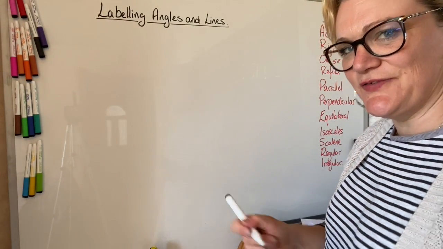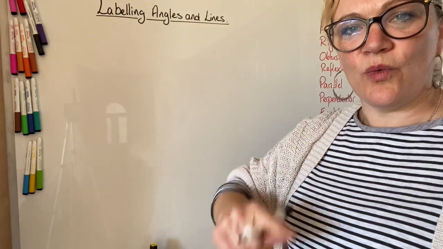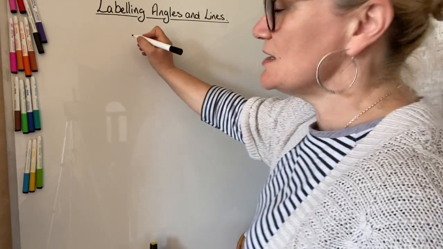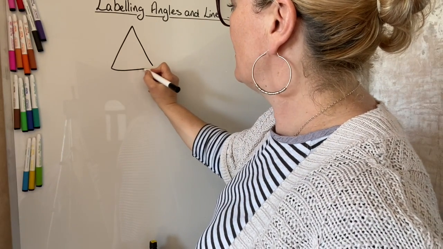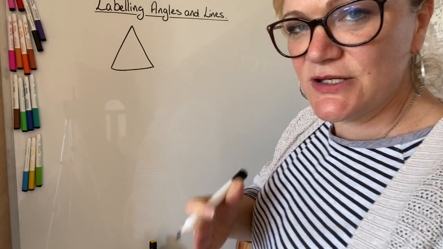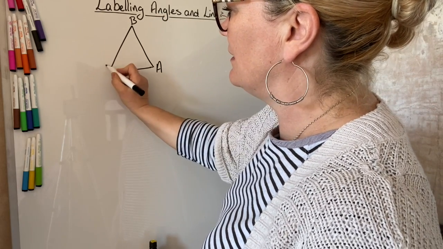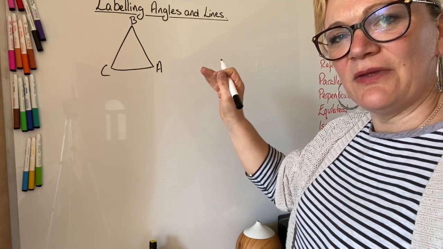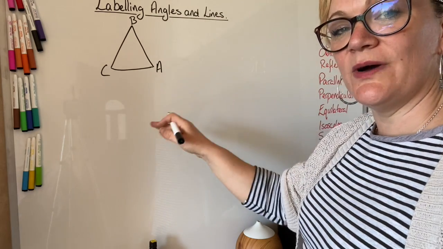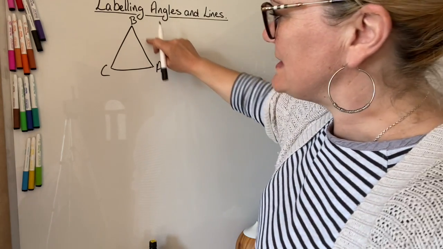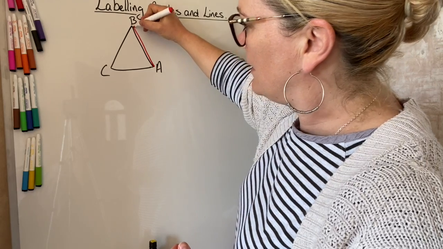Okay, so first things first, we always label the points on a shape clockwise, and we always use a capital letter. So for example, with this triangle here that I'm going to draw, obviously with beautiful straight lines, and you'd be drawing it with a ruler, I'm going to label this shape A, B, C, and that has capital letters at the ends on the angles, and they are all going in a clockwise direction.